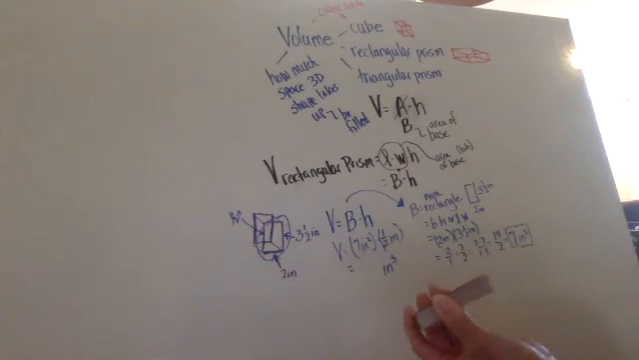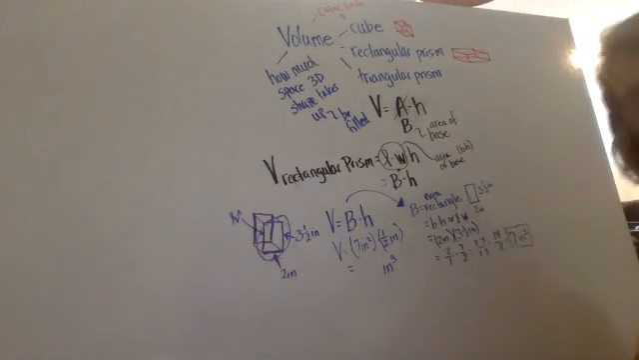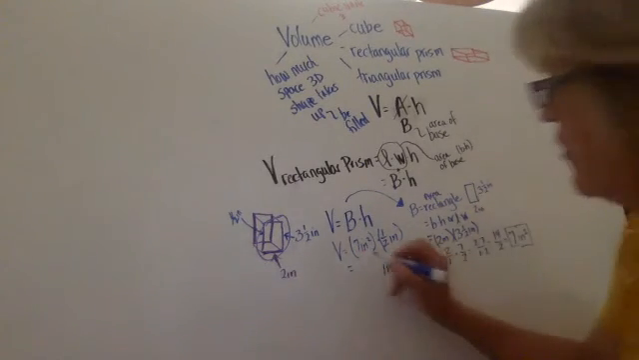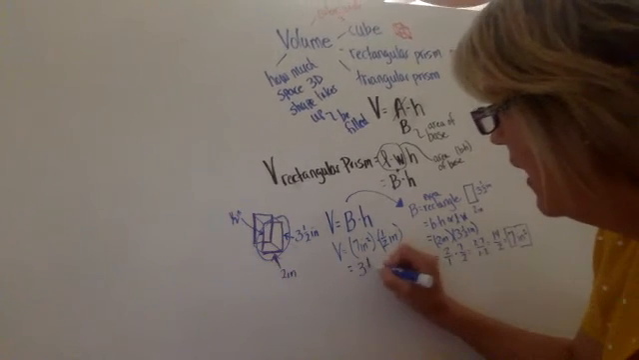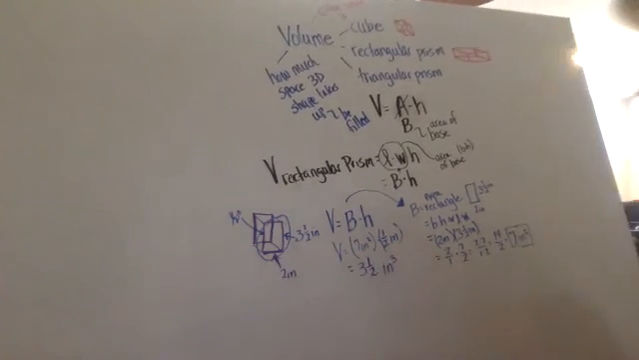So 7 times half of 7. Half of 7 is 3.5. 3.5 inches cubed.